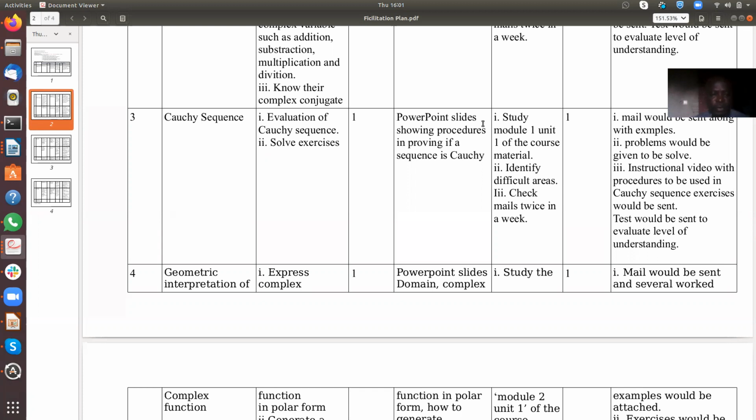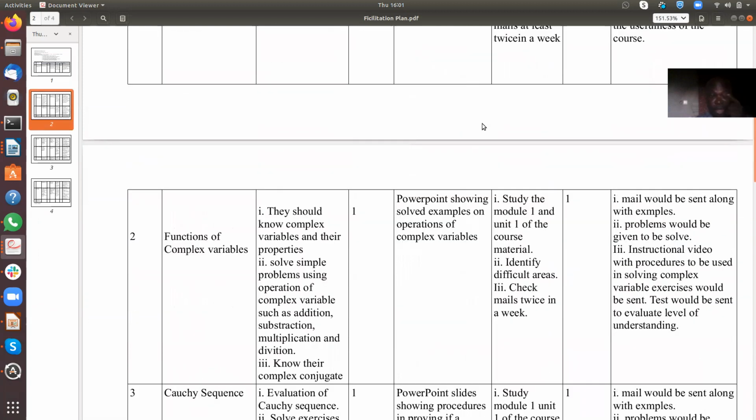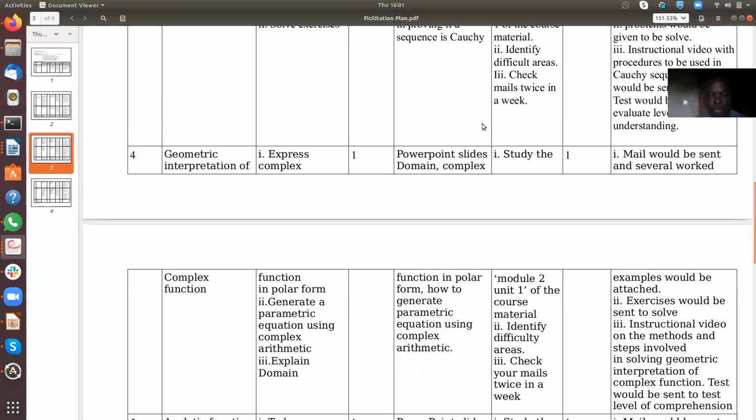So far, so good. We have covered the main three topics, which are the function of complex variable, Cauchy sequence, how to solve Cauchy sequence, and how to perform some linear algebra on complex variables. So this week, we shall be going on with our plans, with our classification plans. And for the fourth week, we have in stock to discuss geometric interpretation of complex function. So we shall be looking at how to express complex function in a polar form, then how to generate a parametric equation using the complex arithmetic and many more.